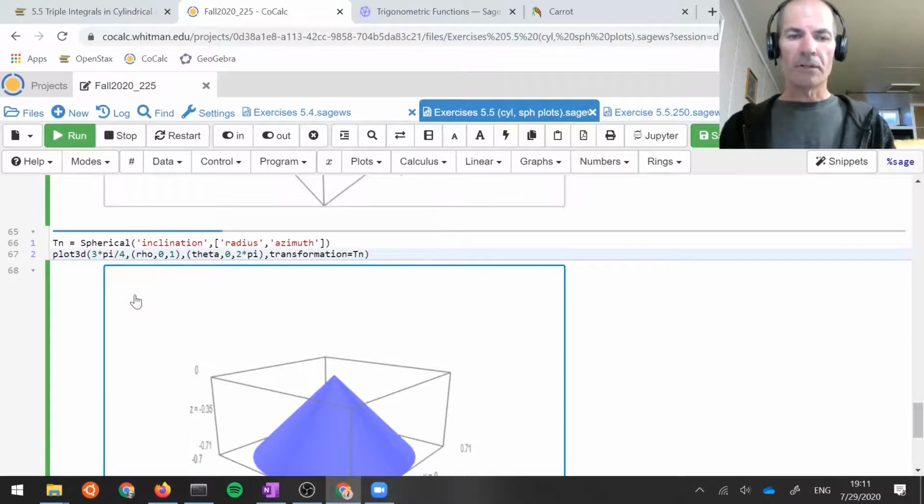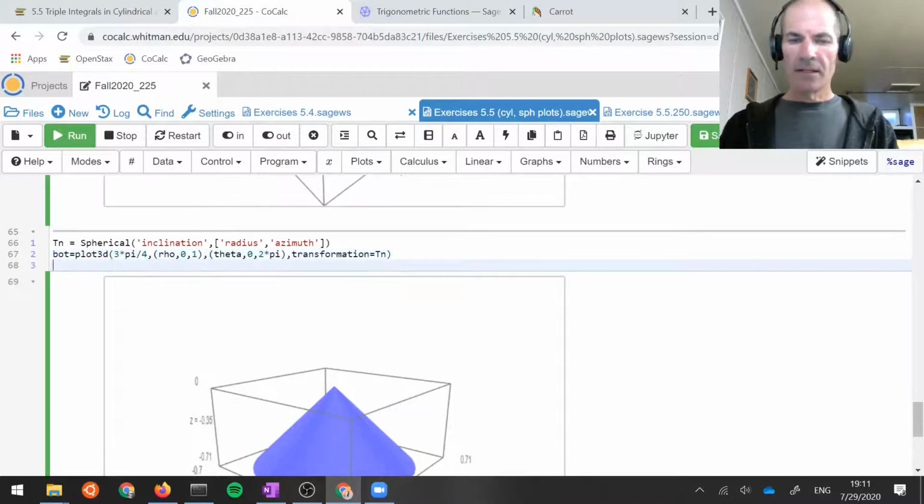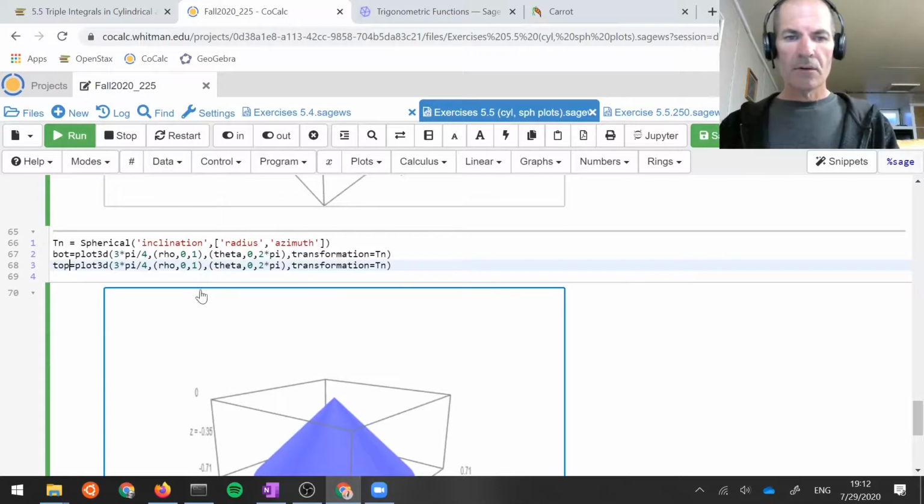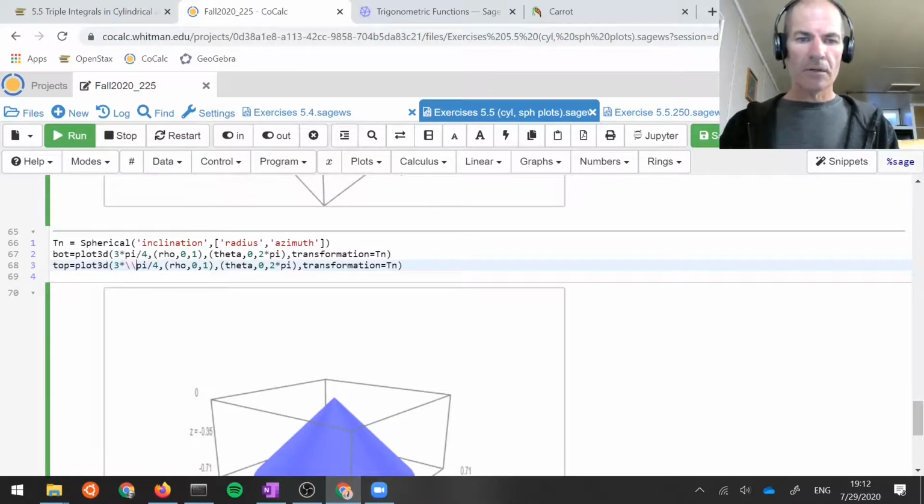So this has turned out to be a far more complicated figure than I thought it would be. So here's me storing the bottom part of the cone in a variable called bot. And now I'm going to store the pi over 4 version in a variable called top.